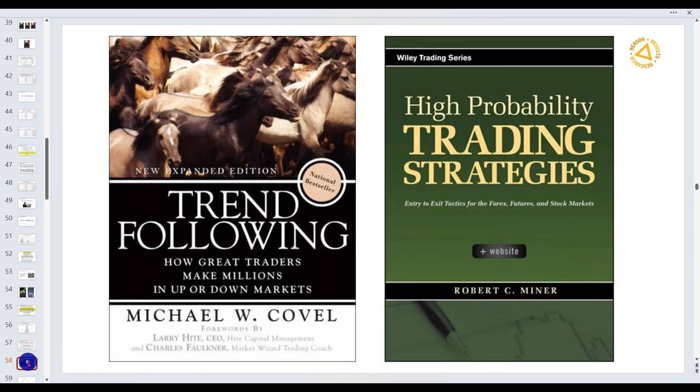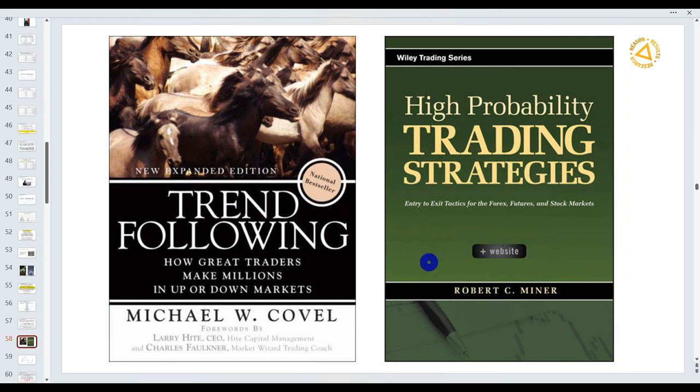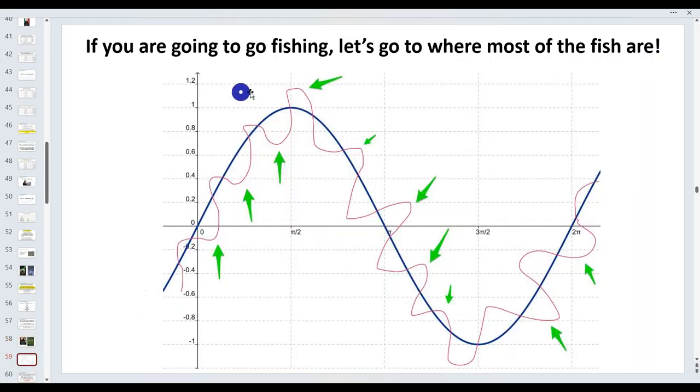So traders, there's a ton of great books written on this. Michael Covel's book, Trend Following: How Great Traders Make Millions in Up or Down Markets. This is also excellent: Robert Miner's book, High Probability Trading Strategies. And like Robert highlights in his book, exactly this as well. We trade using two time frames as a minimum. You're welcome. We look at trading with the trend.